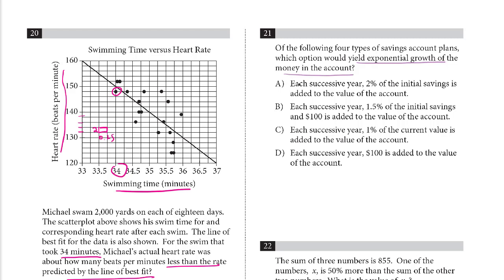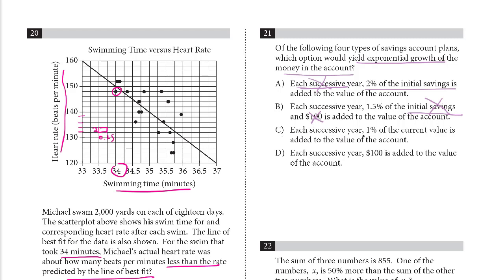Okay, so let's read through and see which one represents a percentage or fractional change from the previous period. A, each successive year, 2% of the initial savings is added to the account. No, that's simple interest, right? That's not 2% of the previous amount, even though they put each successive year. Little tricky, but watch that. A is not correct. B, each successive year, 1.5% of the initial savings and $100 is added. No, again, it's not a percent of the initial savings or a constant amount added. Those are not exponential functions.